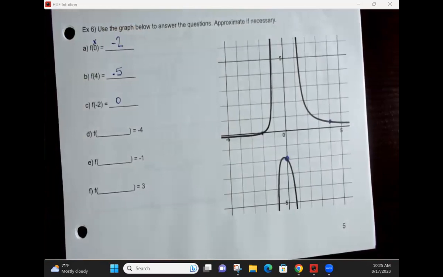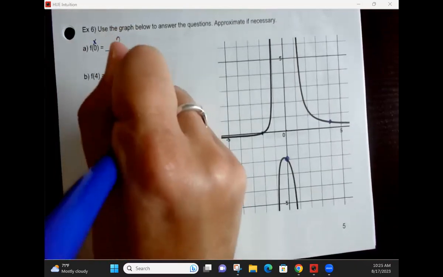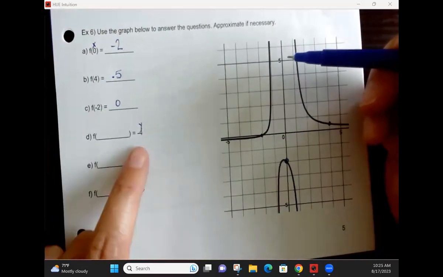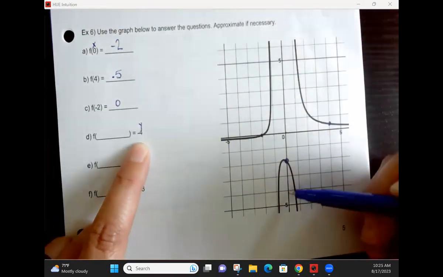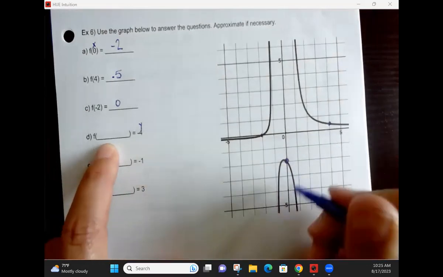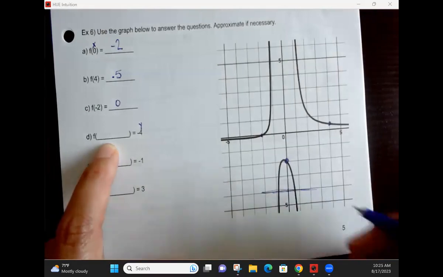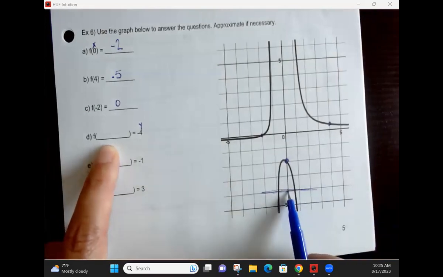For the other ones, I'm giving you the output. You're going to tell me the input. So these are y values. So I'm going to start by finding that value on the y-axis. So when y is -4, what are the x values? What are the inputs that could have given me that? What do we see for this one? There's 2, right? If you have more than 1, you report all the ones that you can see.